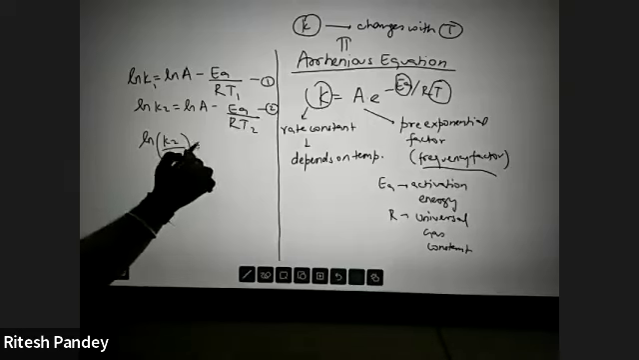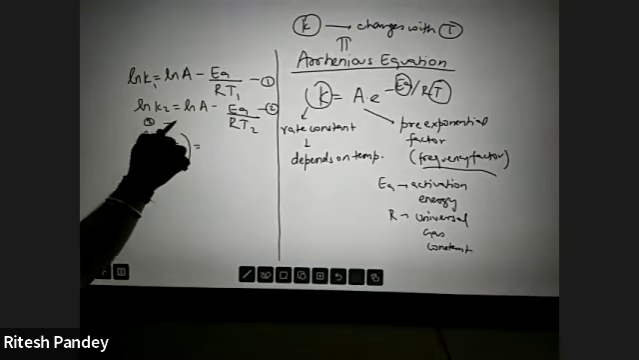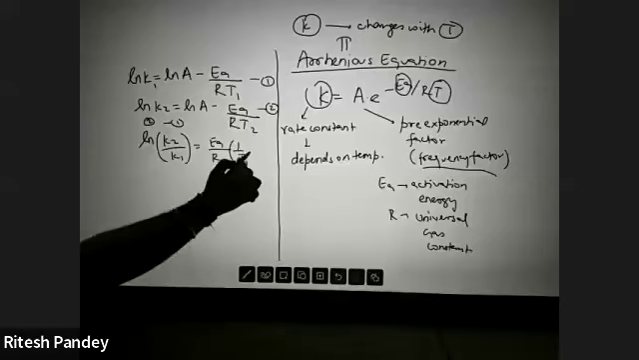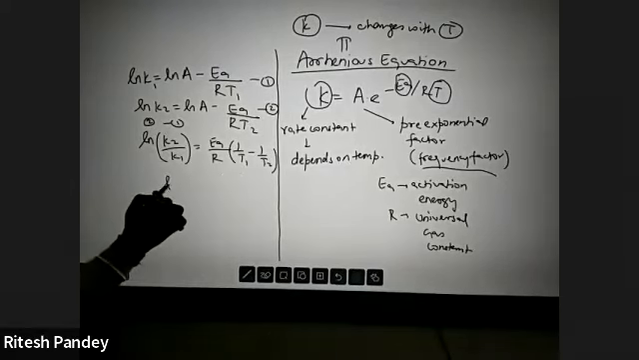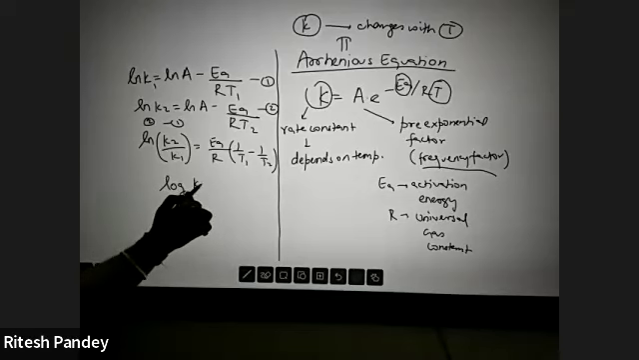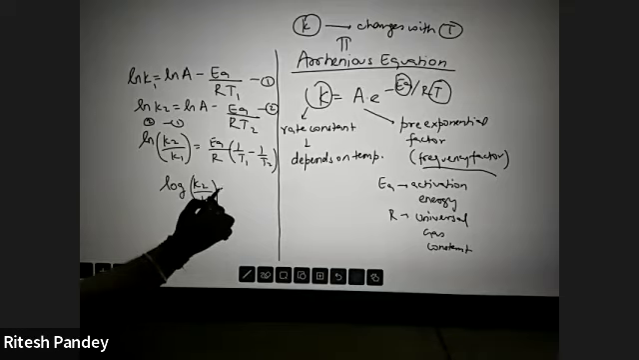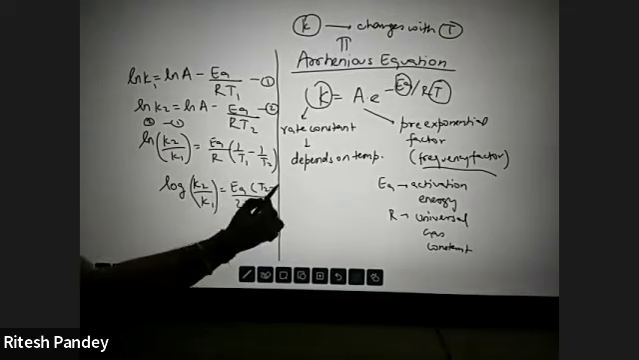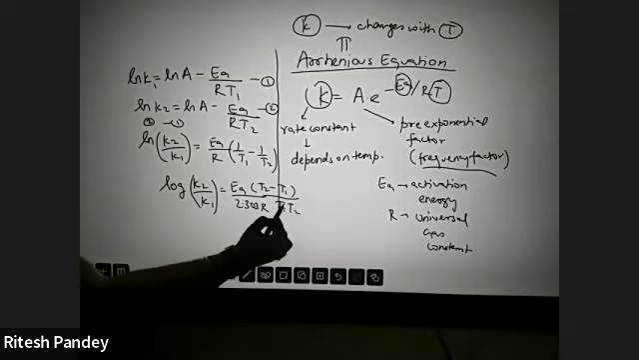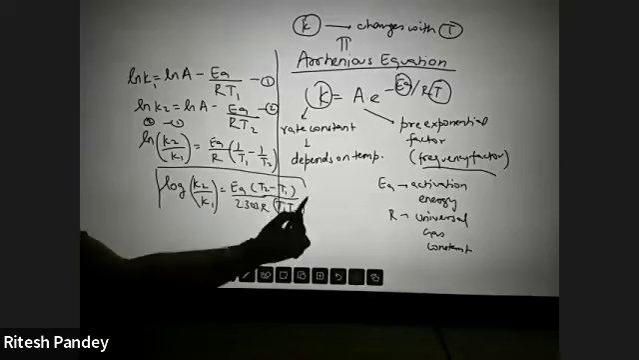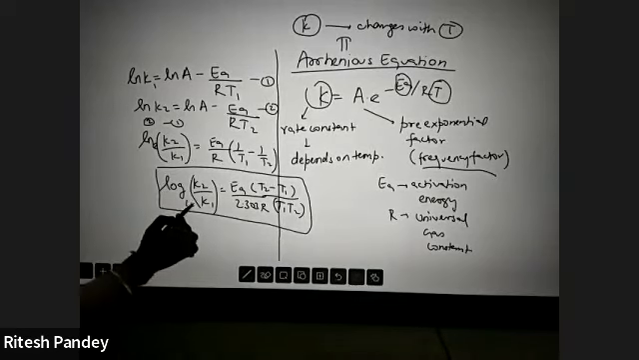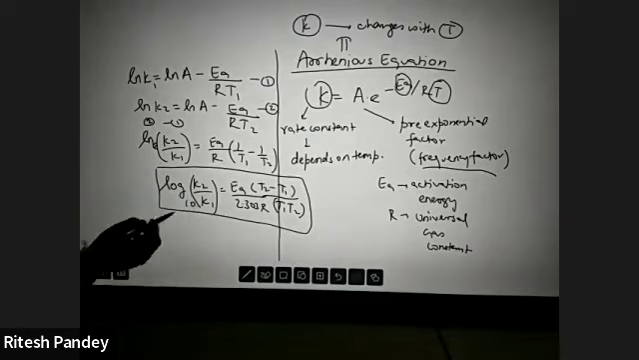log k2 by k1 is equation 2 minus 1. So when I write 2 minus 1, log A gets cancelled, and it will be Ea by R common, 1 by T1 minus 1 by T2, and eventually log of k2 by k1 is equal to Ea upon 2.303 R into (T2 minus T1) upon T1 T2, which is going to be the most sought after equation. This is log to the base e. When you convert it to the common logarithm, you'll have a factor of 2.303.